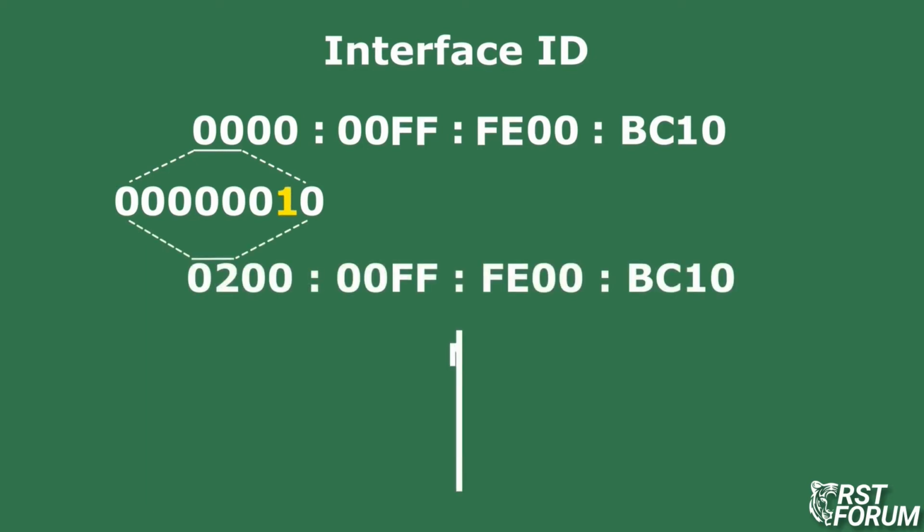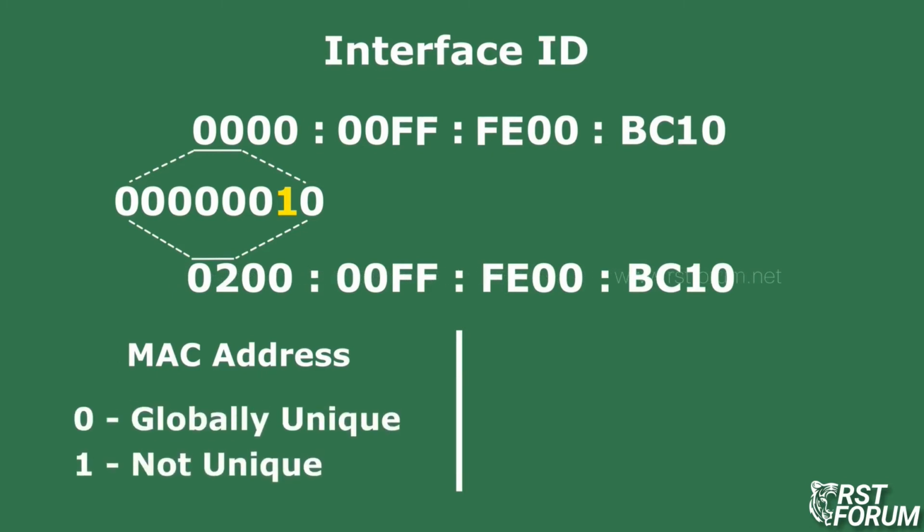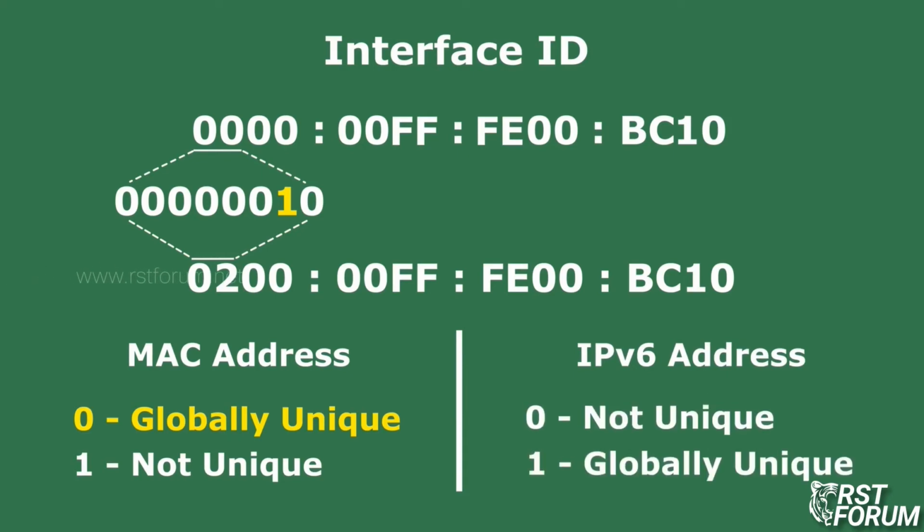In a MAC address, this bit indicates the scope of the address, and has a value 0 for global scope and 1 for local scope. It will be 0 in a globally unique MAC address. In EUI64 format, the meaning of this bit is opposite, so the bit is inverted to make it a globally unique IPv6 address.